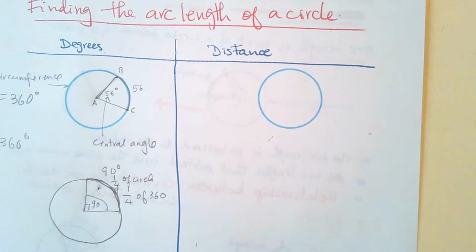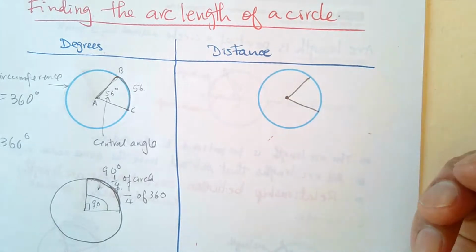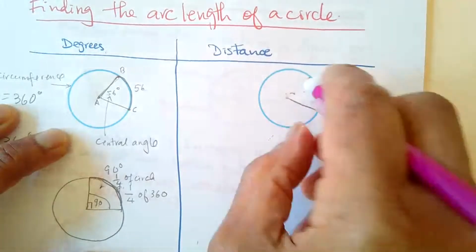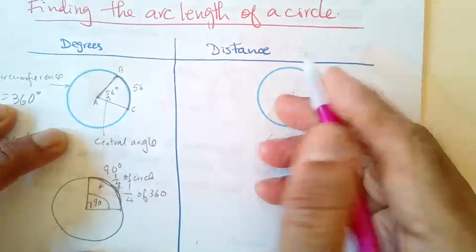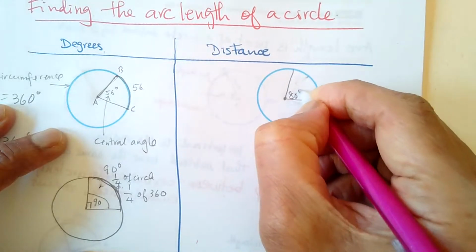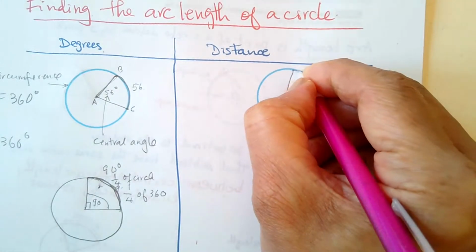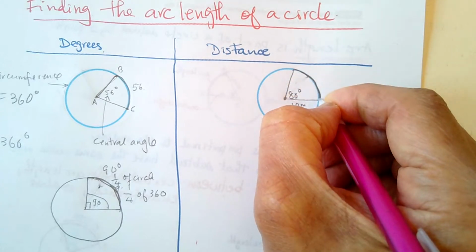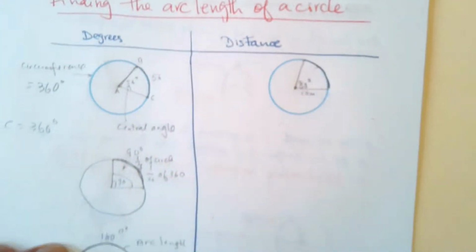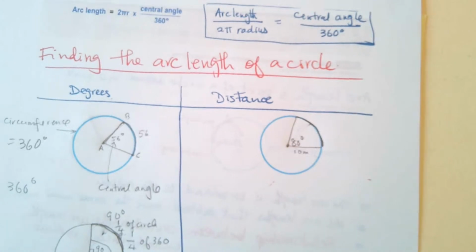Now, what happens when you have distance? Let's do one example here. Let's do a much nicer graph here. Make this 80 degrees. And let's say the radius here is 10 meters. What is the arc length here? What is this measurement here? And this is where we're going to use our formula here. Let's move up a little bit higher so you can see.